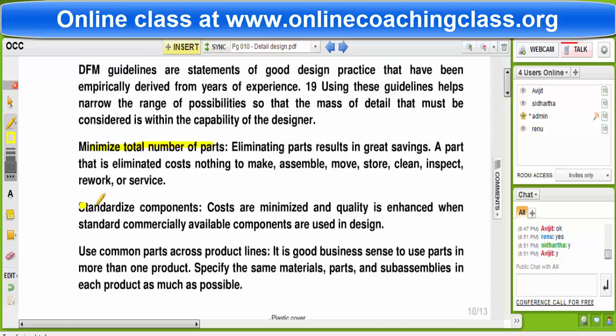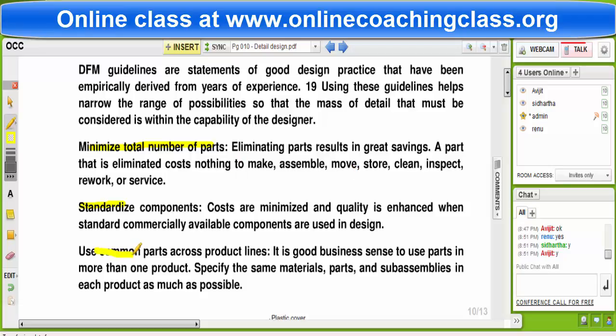Now, standardize components. Costs are minimized and quality is enhanced when standard commercially available components are used in design. That means when you go for designing any product, every time you should consider the standard component, not the market-level, low-level, cheap component. Because when you use the standard component, your quality is enhanced and parallelly the life cycle cost is reduced for that product.